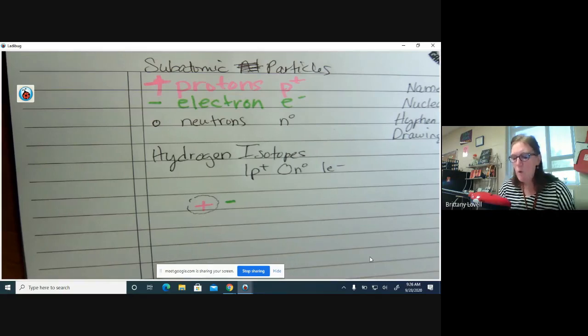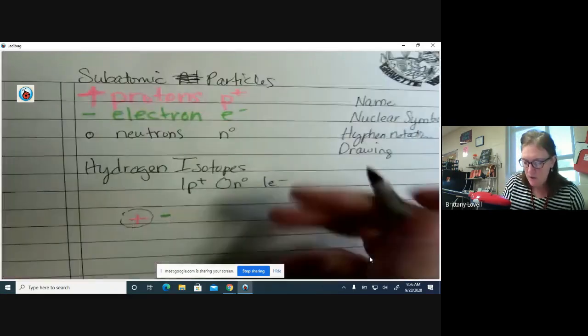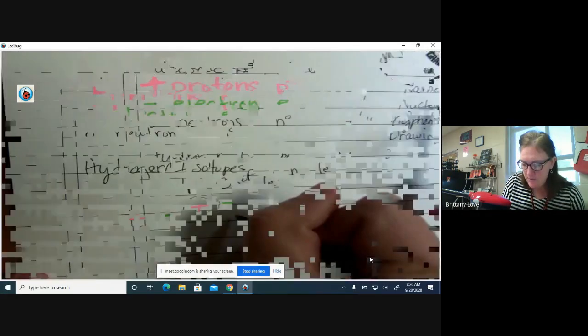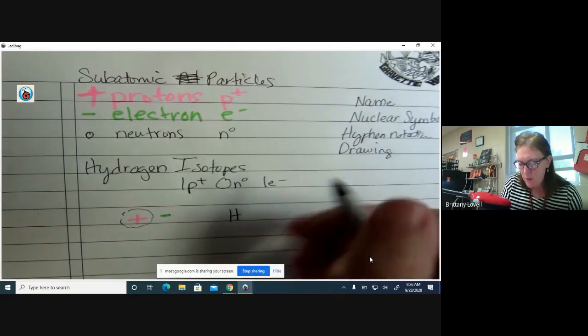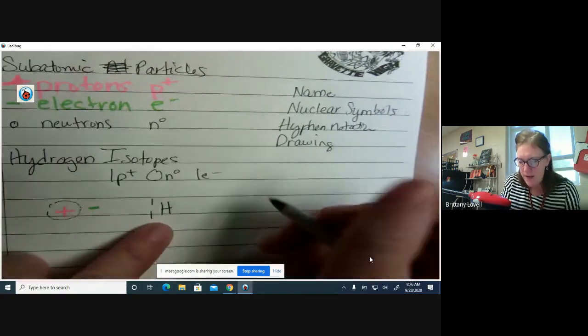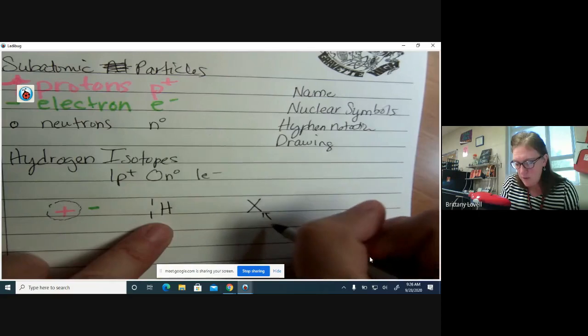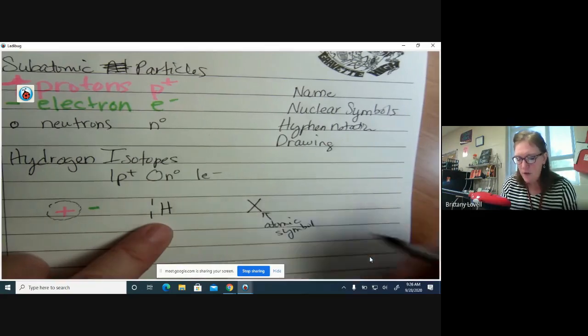All right, so now what we're going to do is let's do the nuclear symbol. The nuclear symbol for hydrogen would be H. And then on the top, we're going to put 1/1. So let's talk about what this means, okay? So this is a nuclear symbol, and a nuclear symbol could just be any symbol, any atomic symbol. So this is the atomic symbol, okay?